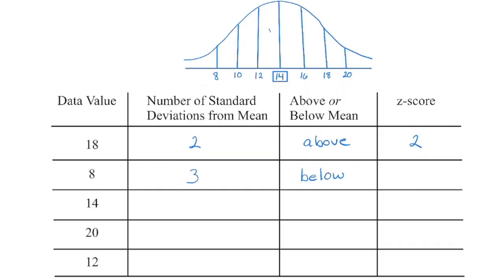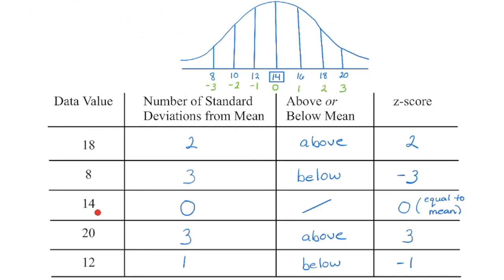If it took 8 days for your credit card to arrive, we can see that 8 days is a lot faster than the mean. So we are below the mean by 1, 2, 3 standard deviations. So 3 standard deviations below the mean, I'm going to tell you that means our z-score is -3. Pause the video and I want you to fill in the last 3 rows in that chart.